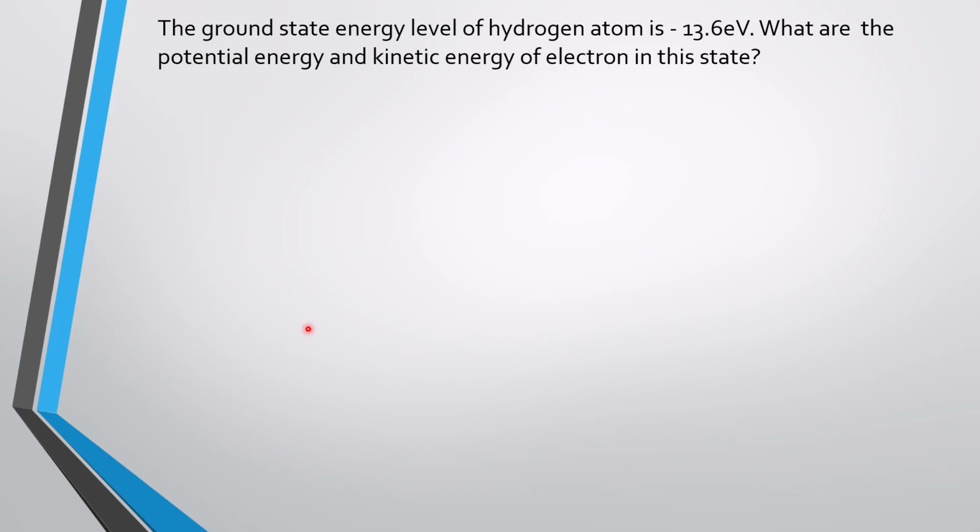We have another question here. The ground state energy level of hydrogen atom is minus 13.6 electron volt. What are the potential energy and kinetic energy of electron in this state? So the energy of the hydrogen atom in the first level is given as minus 13.6 electron volt.